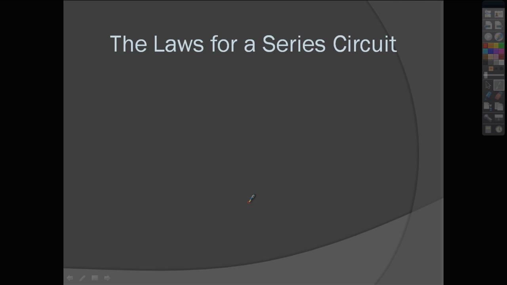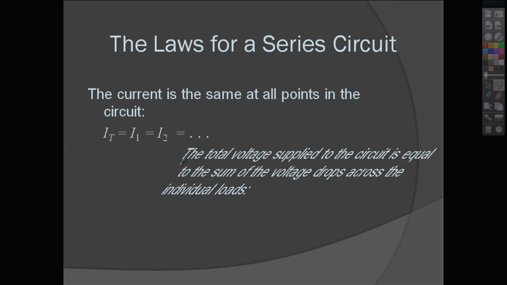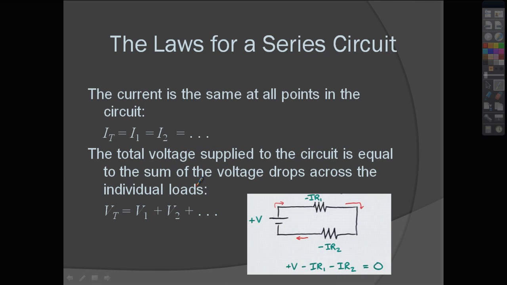So now how about some laws for series circuits? This page you should refer to when doing problems involving series circuits. As I said before, the current is the same at all points in the circuit. Each resistor has the same current flowing through it. The total voltage supplied to the circuit is equal to the sum of the voltage drops across the individual loads. I already said this too.